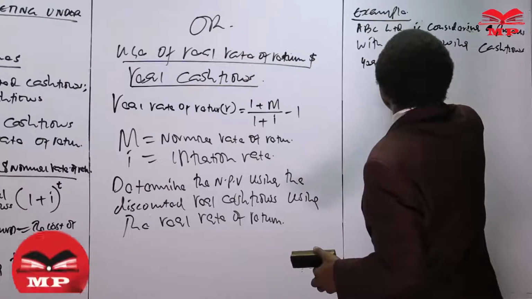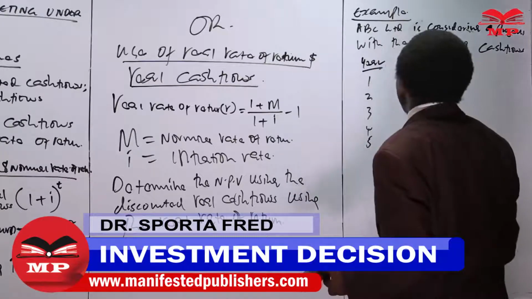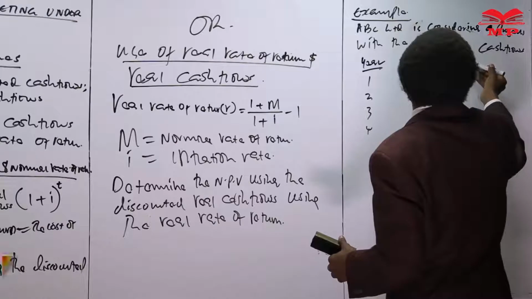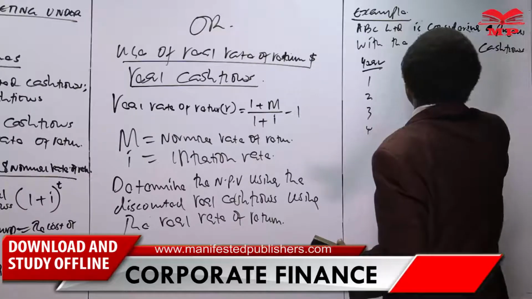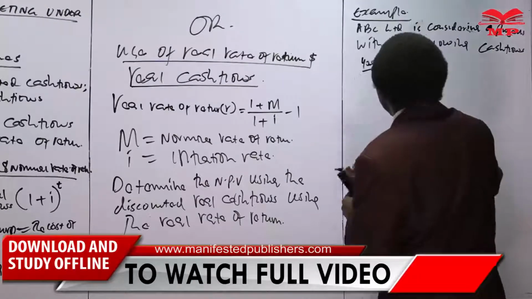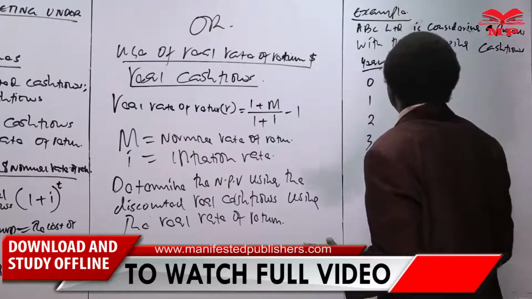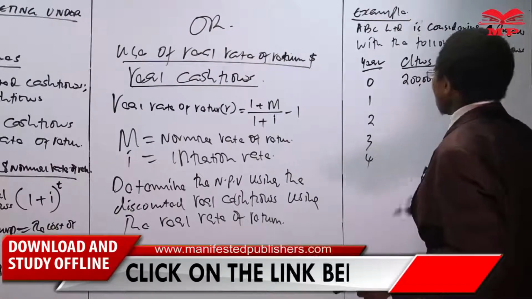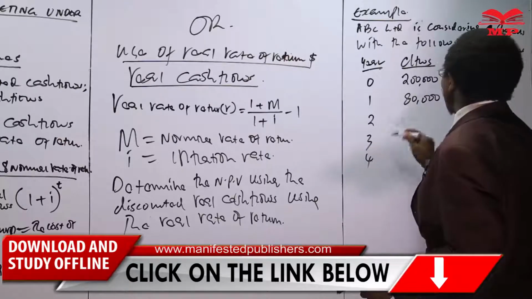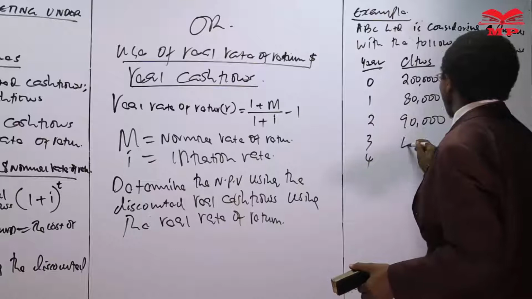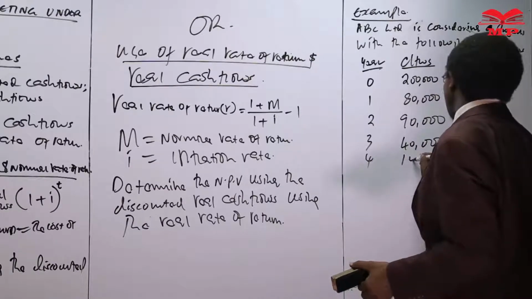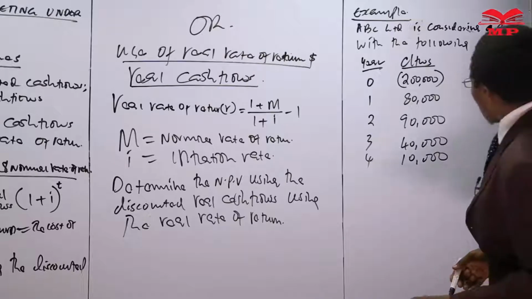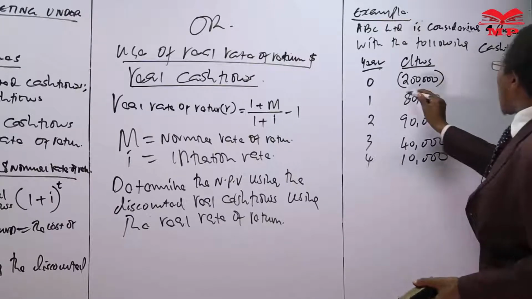So we have the years 1, 2, 3, 4, 5. Let me put 5 years, or even only 4 years. Then we have the cash flows. Let me start from year zero, because year zero is also the initial outlay, so that I don't write it again. Maybe I say 200,000. Then we say 80,000. We also say 90,000. We also say 40,000. Then we say 10,000. So those are the cash flows. Of course, the initial outlay will be in that order. Maybe I'll also say even year one is a negative.